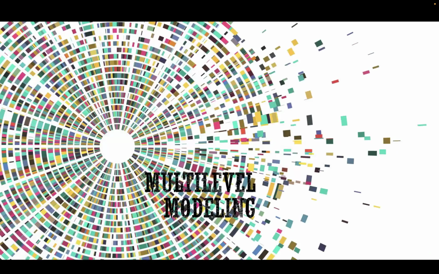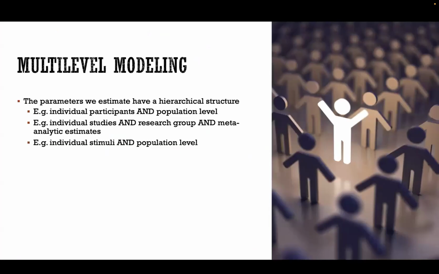Okay, now we can start working on multi-level modeling. So what is a multi-level model? A multi-level model is a model in which the parameters have a hierarchical structure. They have more than one layer. For instance, we have individual participants and the population group.